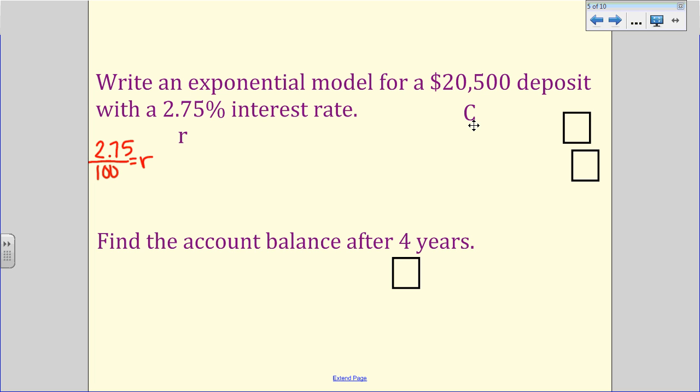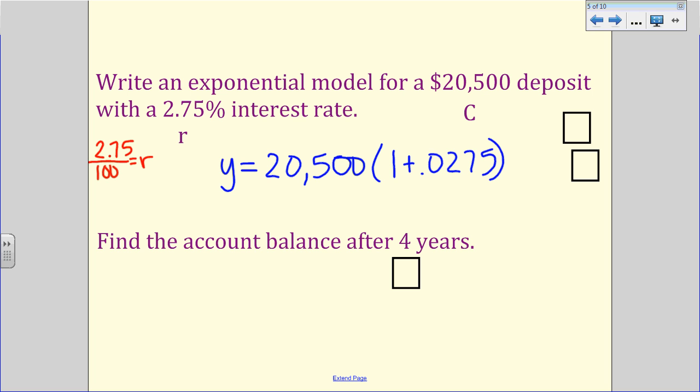All right, Alex, what did you get? For the first part, just the model: 20,500 times (1 plus 0.0275). Good job. Remember, guys, you can write this as 20,500 times 1.0275. I do want us to become a little more comfortable with that because we're going to need to be able to identify our growth and our decay problems from this standpoint where we've actually added those together.